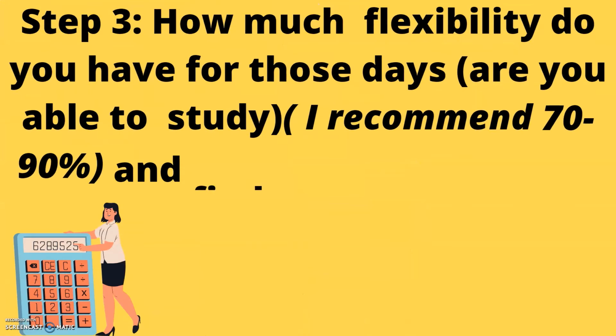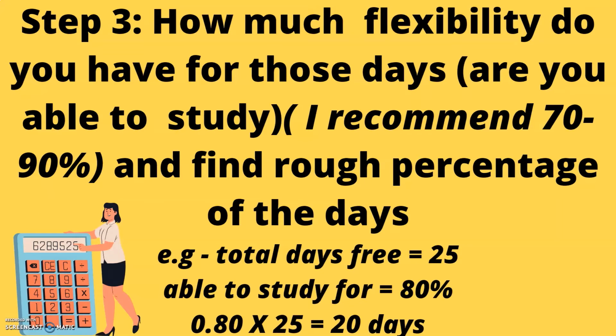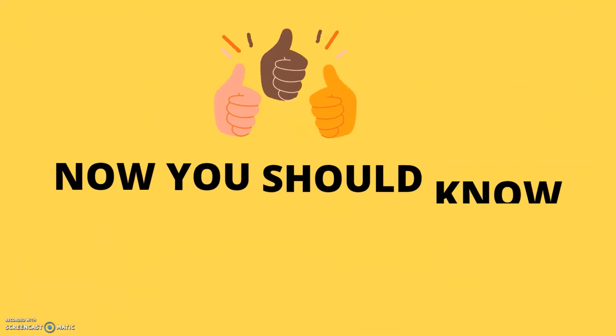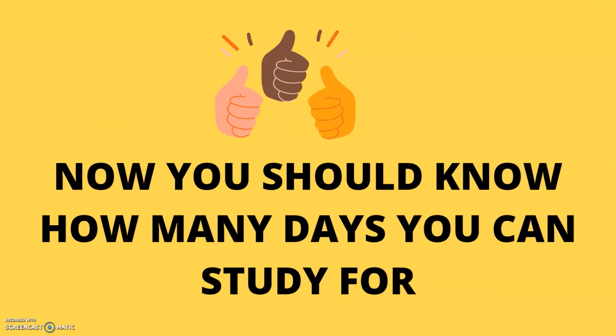Step 3. How much flexibility do you have for those days? Meaning, how many of the days do you think you'll definitely be able to study, since some days you might be asked to go out? I recommend 70 to 90% and find that percentage of your total number of days. For example, if your total number of free days are 25 and you're able to study for 80%, 80% of 25 is around 20 days. Now you should know how many days that you can study for.